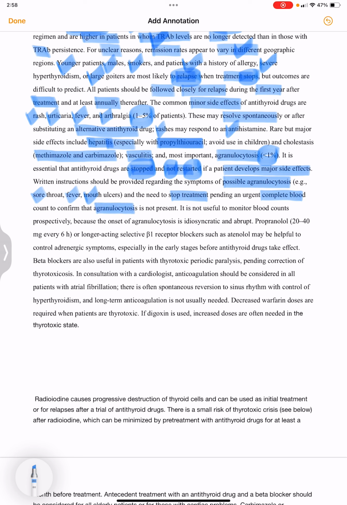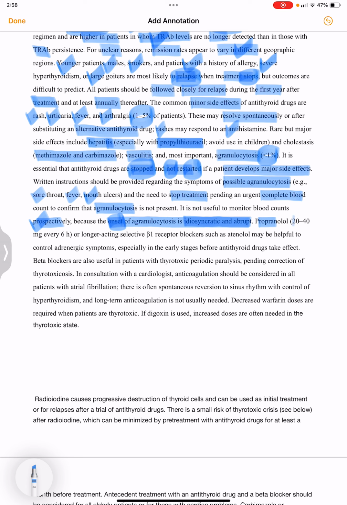And it is not useful to monitor blood counts prospectively because the onset of agranulocytosis is idiosyncratic and abrupt. So how is the onset of agranulocytosis? It is idiosyncratic and abrupt. So it is not useful to monitor the blood counts prospectively.